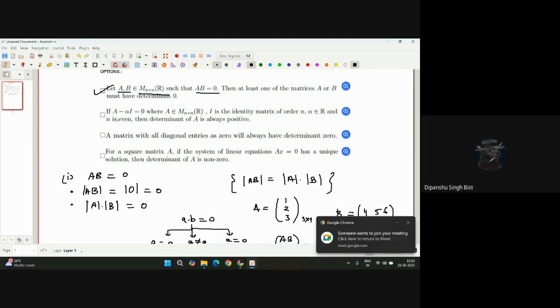Moving to the option 2, we have A minus alpha I is equal to 0. So we are given this expression. A is a matrix, again a square matrix. Whenever you see this notation, you can know that it is a square matrix. And then I is some identity matrix of order n.